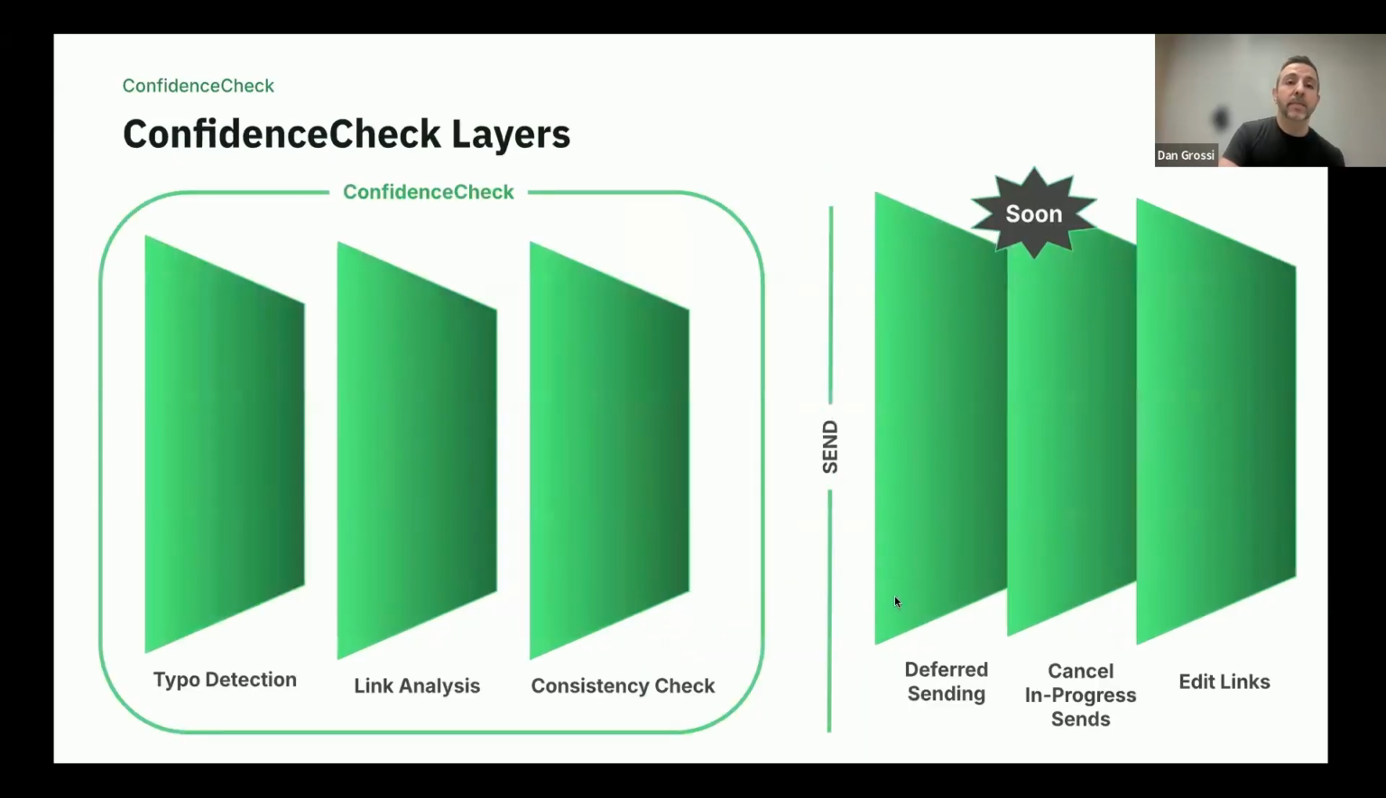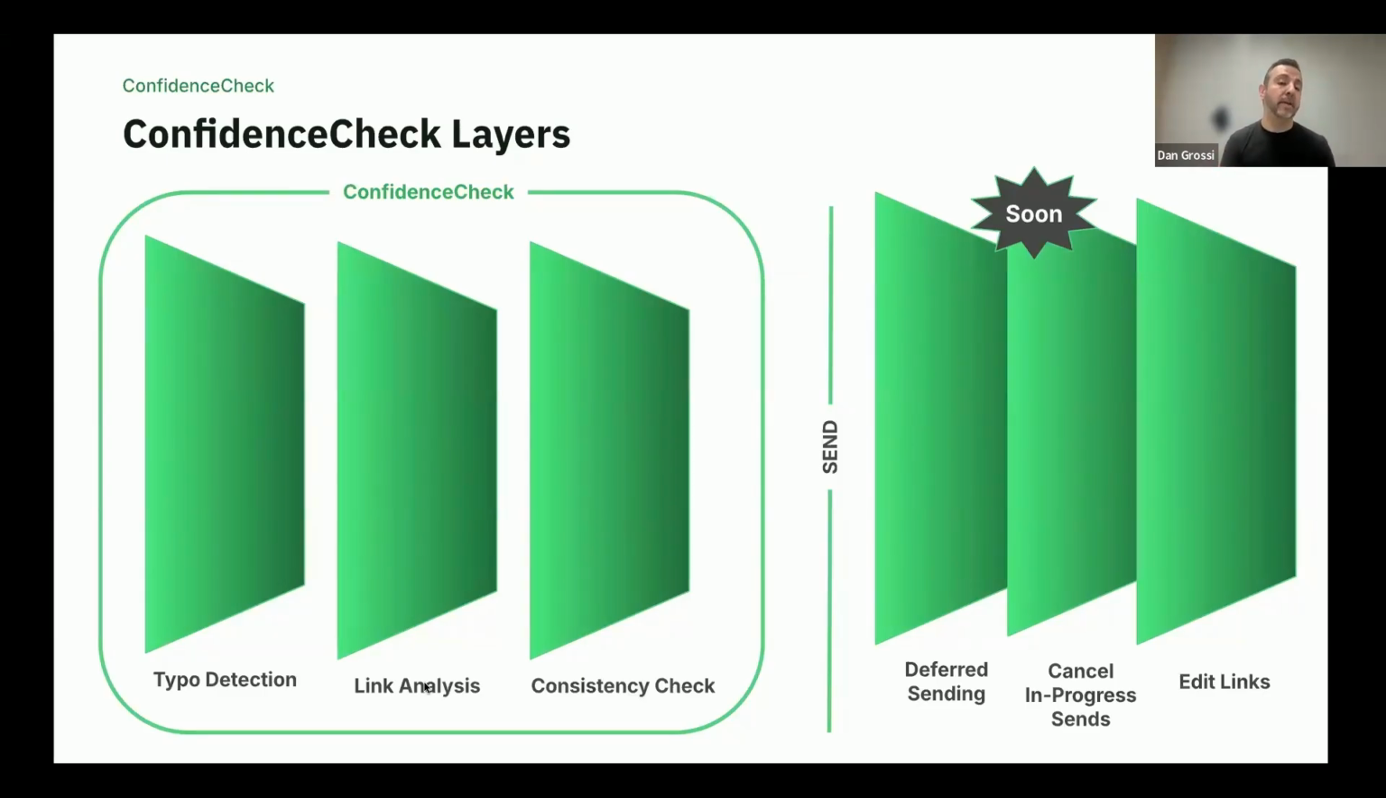Until then, we are going to dig deeper and zoom in on ConfidenceCheck itself, because it actually has many layers to it. At the top level, the three main categories are typo detection. This one's pretty self-explanatory, but any obvious spelling or grammar issues are going to be caught by this layer. Next up, we have link analysis, which has several checks within it.